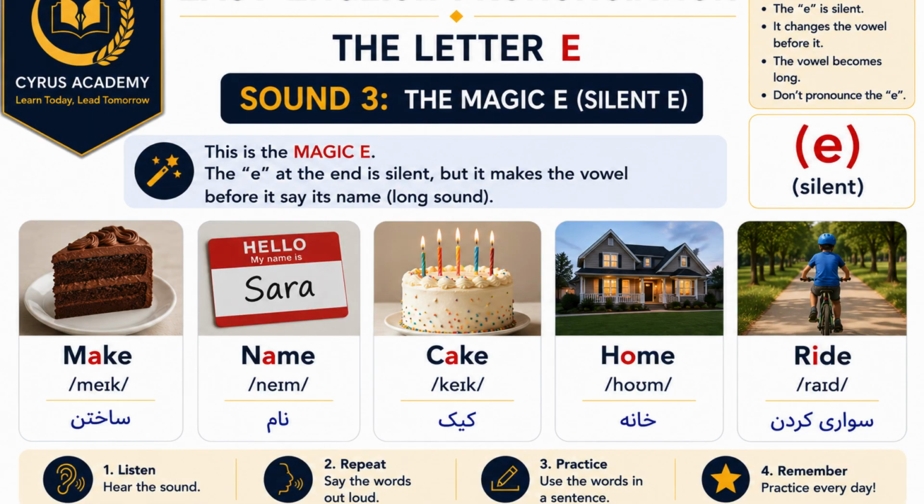Sound 3, the magic E, or we also call it the silent E. This is the magic E. The E at the end is silent, but it makes the vowel before it say its name, a long sound. For example, make, name, cake, home, ride.